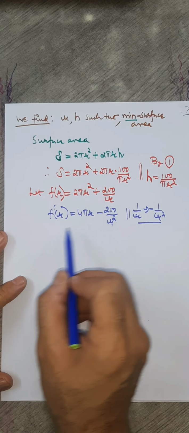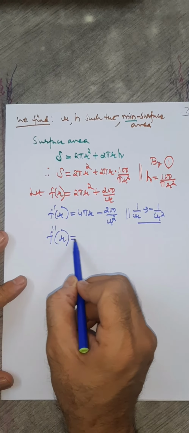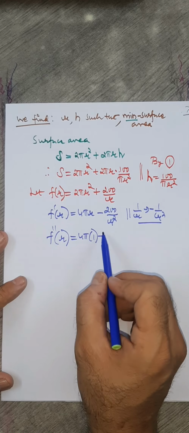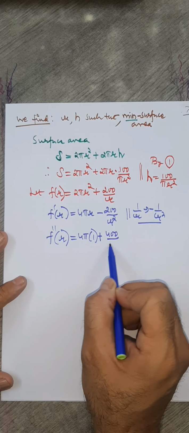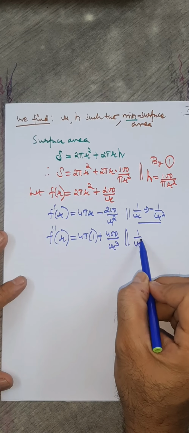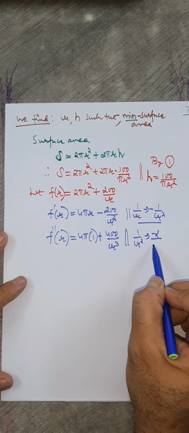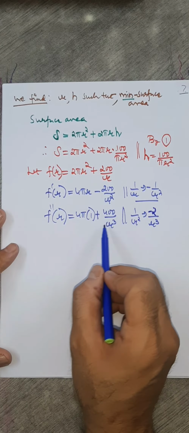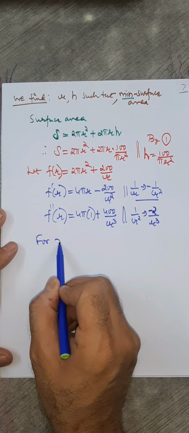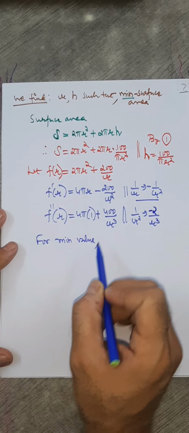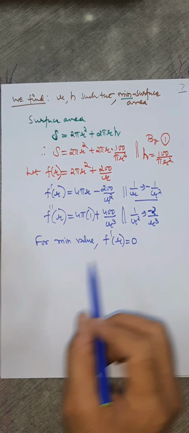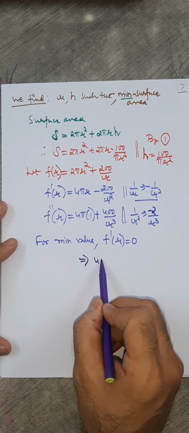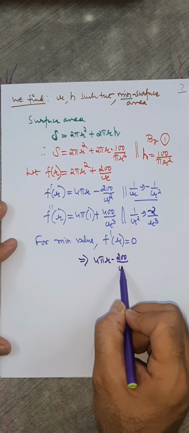Differentiating with respect to r. Again differentiation, f double dash r. 4 pi being constant as it is, here 1. Differentiation of this one, you know, this 2 will be in the product, and this is 400 by r cube. You know the derivative of 1 by r squared, which is minus 2 by r cube. All these things are very elementary for you now. So minus minus will be plus, and you have this. Okay, what we'll do now, for the minimum value of surface area, f dash r must be 0. First order derivative must be 0. So let's put this equal to 0. So what we'll get here? 4 pi r minus 200 by r squared equals 0.